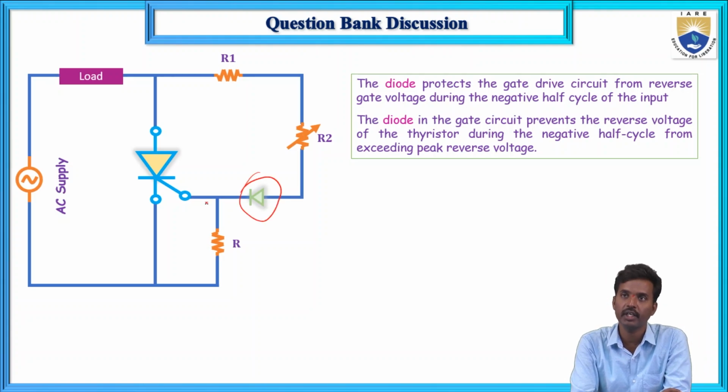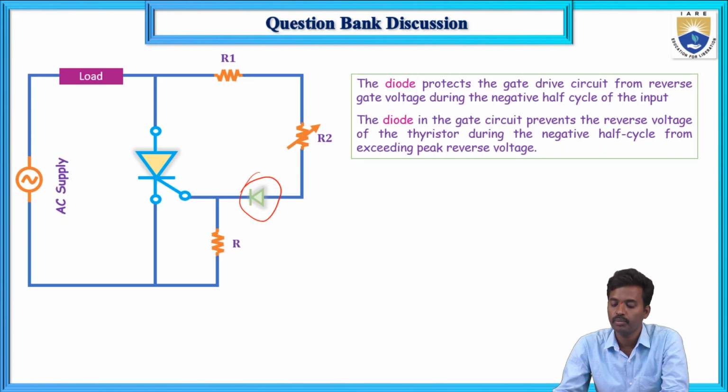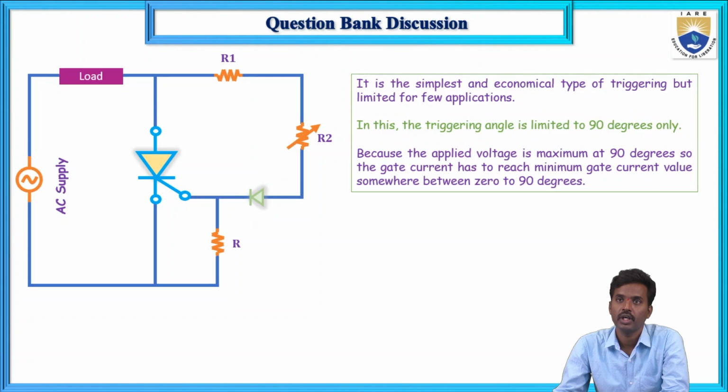It protects the gate drive circuit from the reverse voltage during the negative off cycle of the input, and the diode in the gate circuit prevents the reverse voltage of the SCR during the negative off cycle from exceeding the peak reverse voltage. This is the simplest and most economical method of triggering circuit, but limited to few applications. So this value is 0 to 90 degrees only.